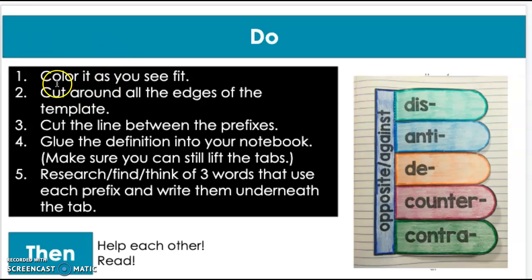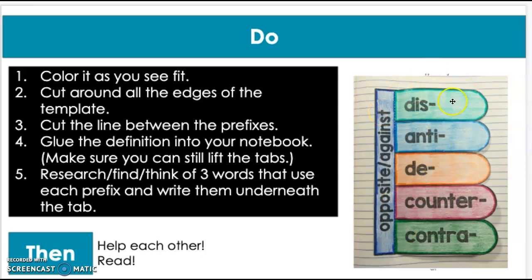All right. You can start by coloring your interactive notebook pieces for today. As you can see, there's prefixes or root words on here. All of these mean the same thing. They all have something to do with either opposite or against. So dis, anti, de, counter, contra. Those roots all mean opposite or against.